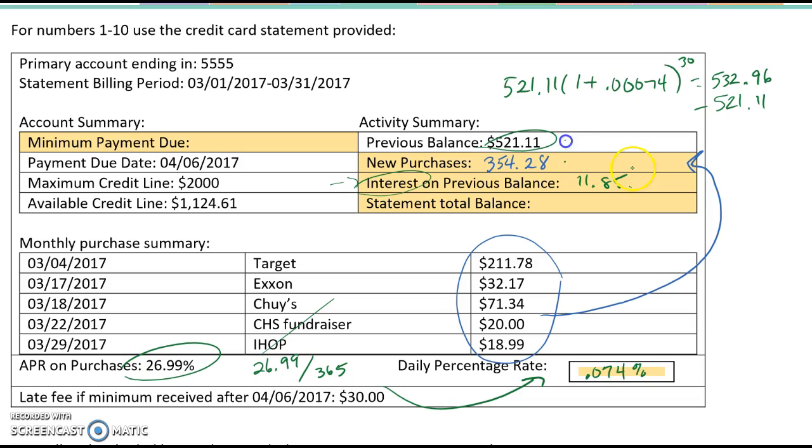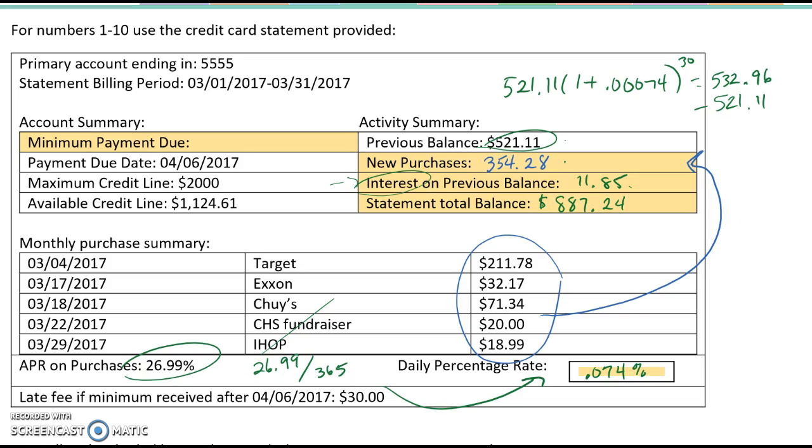All right. And then for statement total balance, well, it's the previous plus the new plus the interest. So add those together and let's see what we get. And hopefully after you've added them all together, you are getting $887.24 or something close to that.